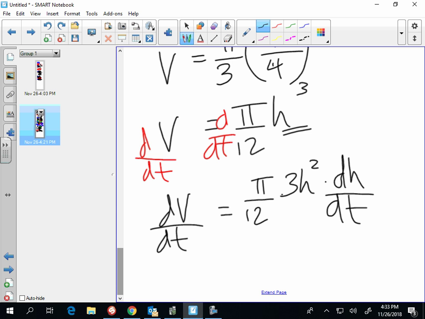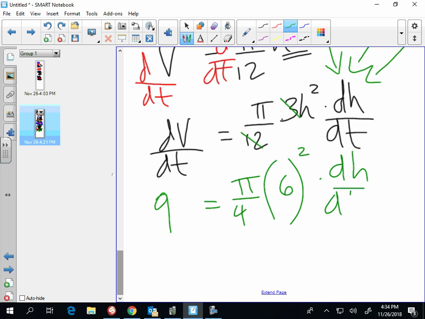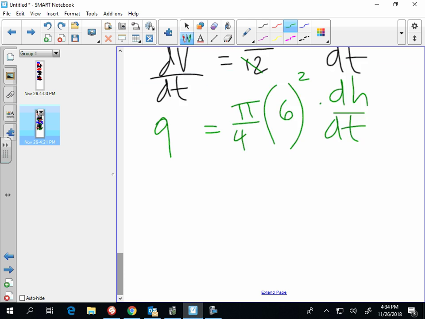All right, we've got a lot of information here now. Remember, they said, how fast is the water level rising? Water is being pumped in at 9 cubic meters per minute. And over here, the 3 and the 12 will cancel. I'll have pi over 4 when h is 6 meters. So when I get to this point, things should be pretty straightforward. 9 equals 36 pi over 4 dh/dt.